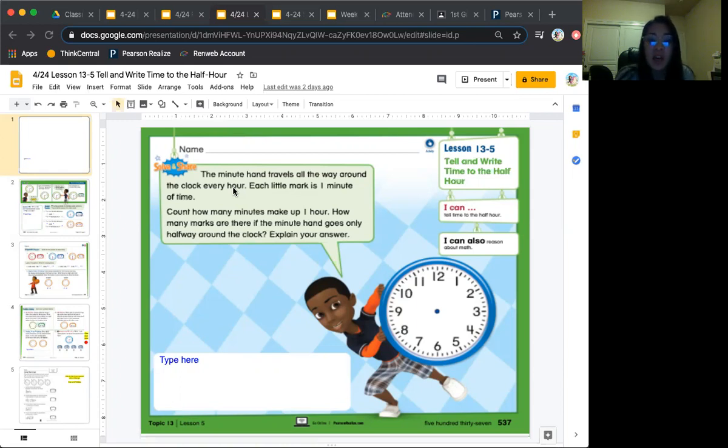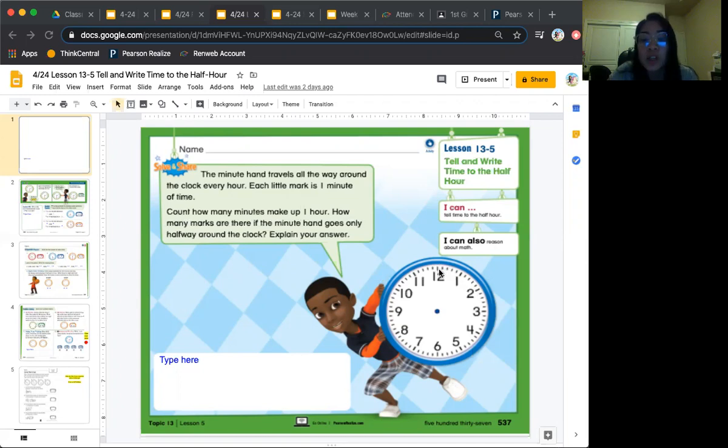So we're going to explore that idea right now. The minute hand travels all the way around the clock every hour. Each little mark on the clock is 1 minute of time. So see all these little tick marks that go around the clock? There's 60 of them in 1 hour. Okay, I just gave you the answer. Count how many minutes make up 1 hour. It would take some of you a long time to sit here and count each one.